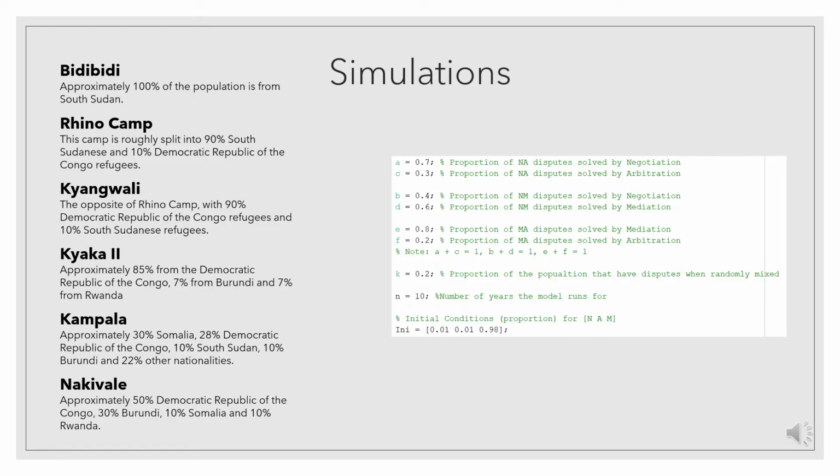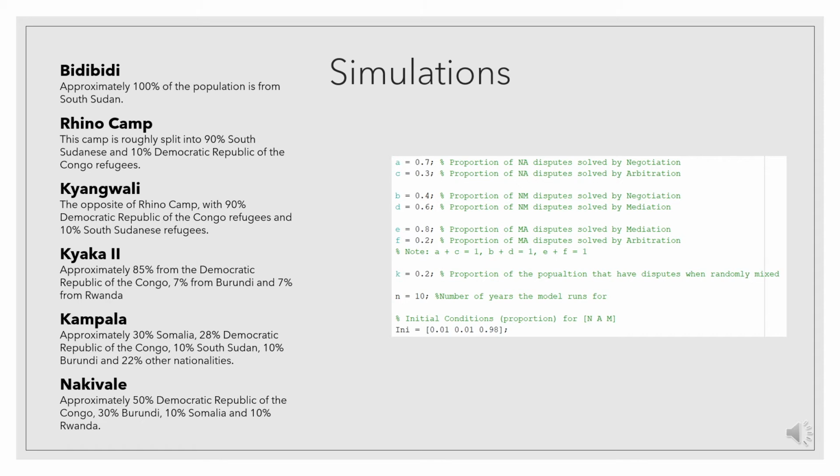Hi guys, my name is Declan and I'm going to run you through the simulations of our model. Preferred dispute resolution methods over time are plotted in the following slides with the initial proportions of the population that prefer each method determined using the inferred country of origin preferences and the data showing country of origin for refugees in each region.